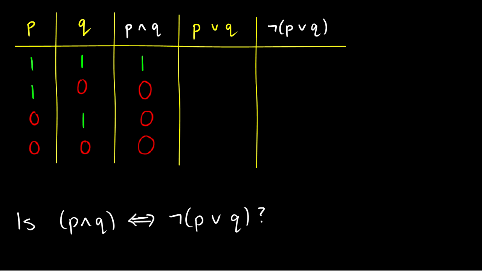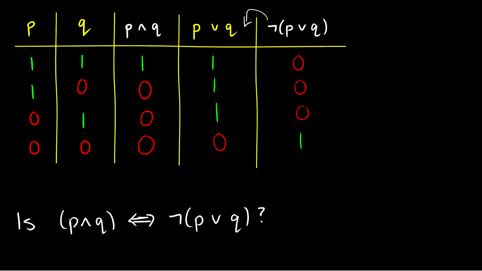Well, P or Q. What are the truth conditions for P or Q? P or Q is true when at least one of P or Q is true. So it's going to be true in the first 3 rows because P is true in the first 2 rows and Q is true in the 3rd row, but it's going to be false in the 4th row because P and Q are both false. Now, not P or Q, we just take the negation of the previous column. So 1, 1, 1, 0 is going to become 0, 0, 0, 1. And of course, I'm just taking the negation of the previous column.